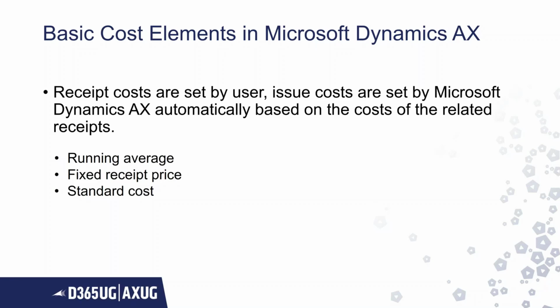Okay. All right. So what I wanted to cover, and again, we're just reciting what they call running average, which is the same as weighted average date. So what it's saying is that AX automatically controls the related issue costs based on the running average. You'll notice I didn't say LIFO and FIFO, the fixed receipt price, or the standard cost. Running average means the average of your inventory at that time.